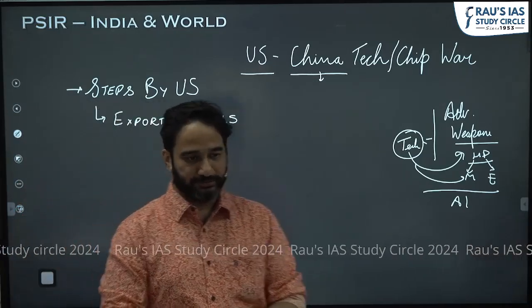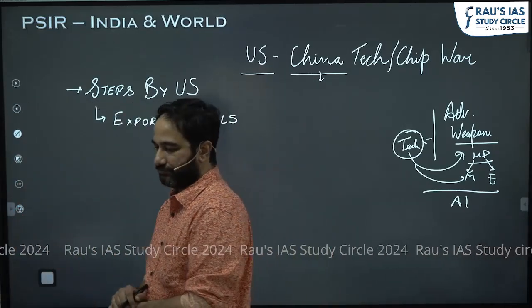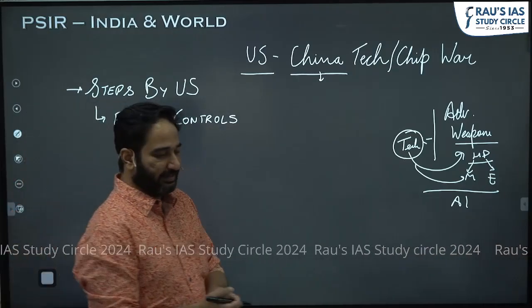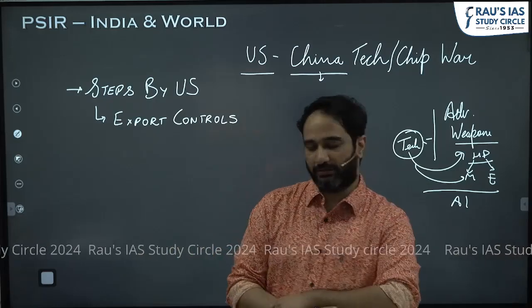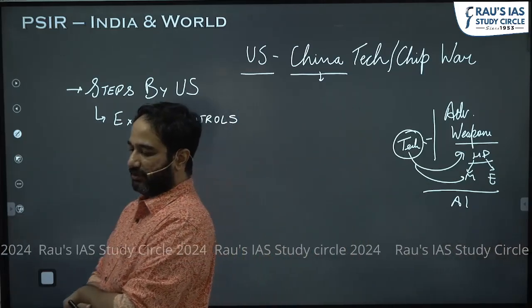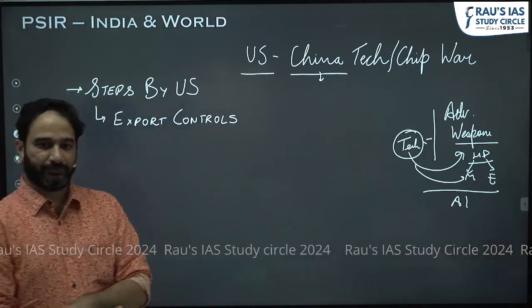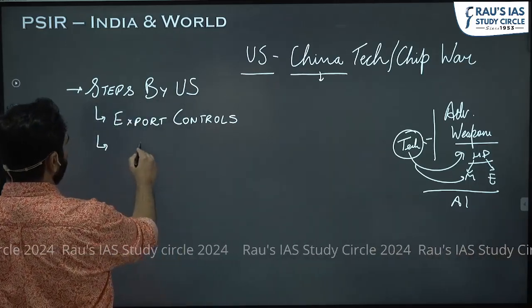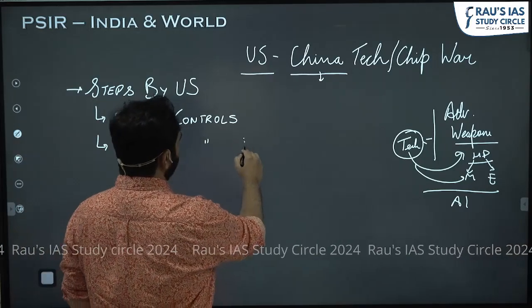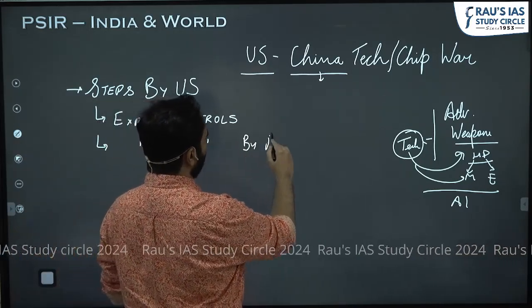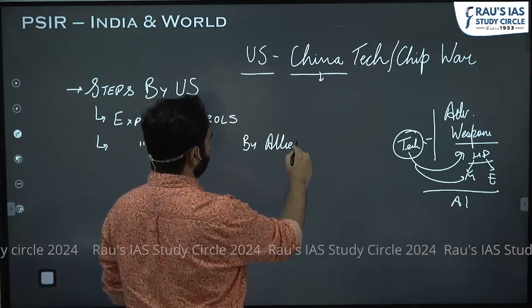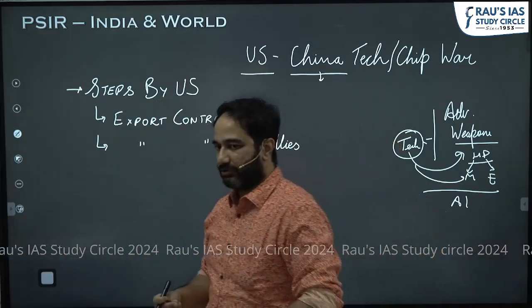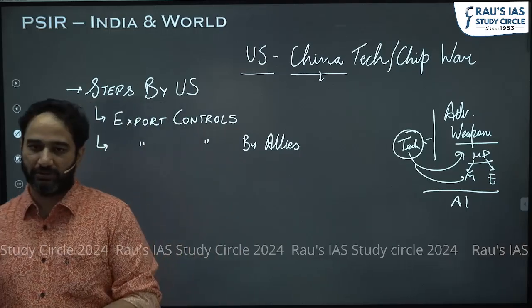The next point. The US has ensured that its allies also undertake export controls.